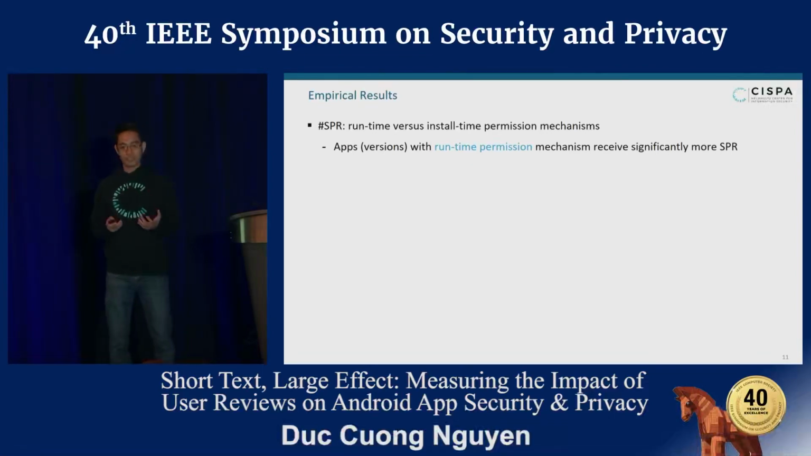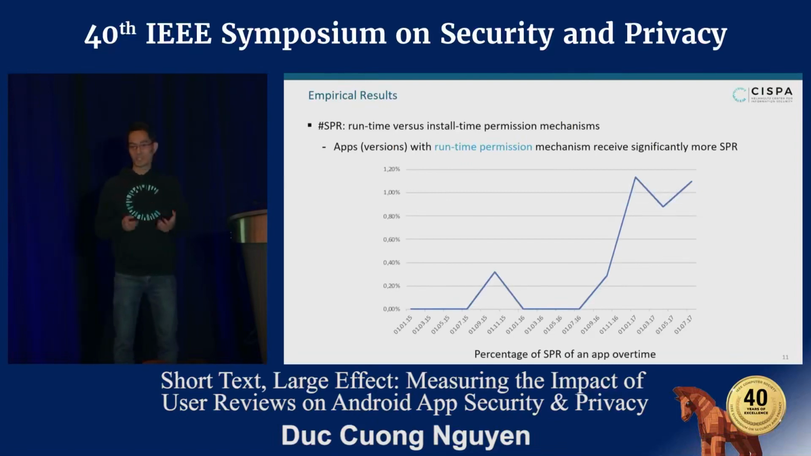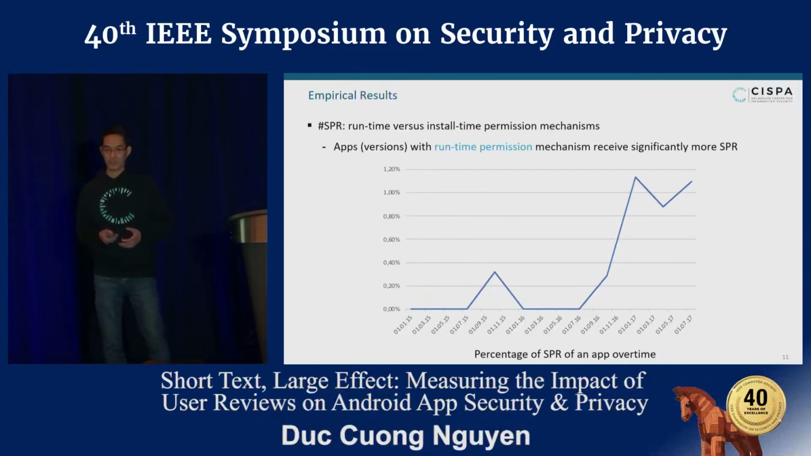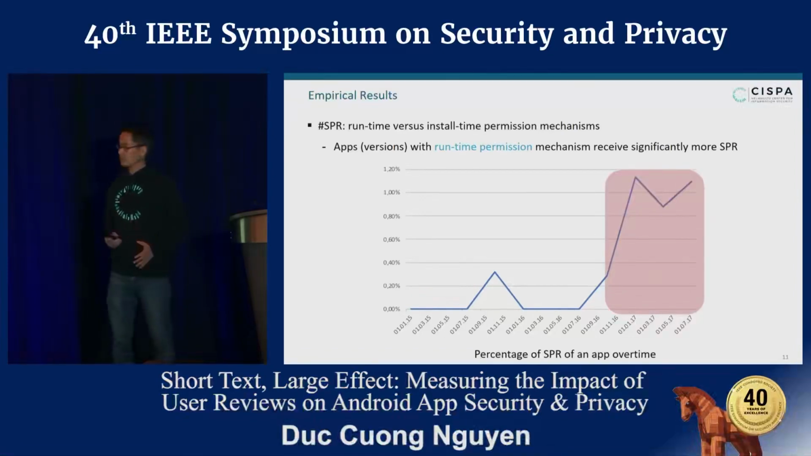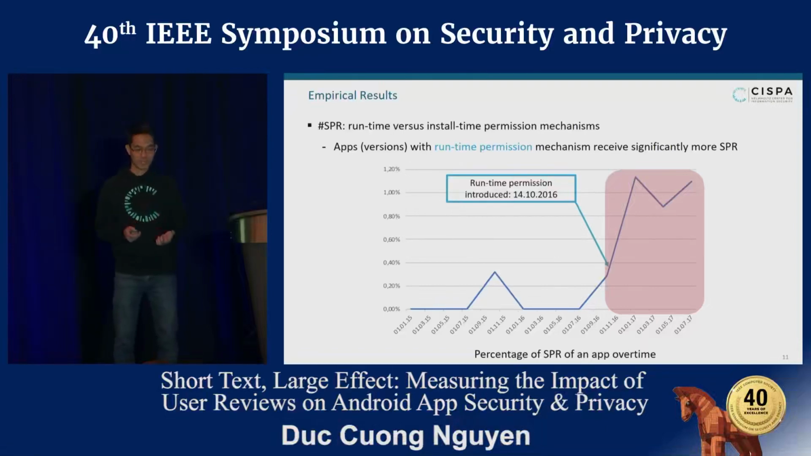To give you a rough idea of how this looks, this is an example of the amount of SPR of an app over time. The x-axis represents the releases of the app, or the app version history. And here you see there's an increasing amount of SPR. We looked further into this, and we found that this is correlated with the introduction of the runtime permission mechanism. Since the app switched from install time permission to runtime permission, this is correlated with the increasing amount of SPR.